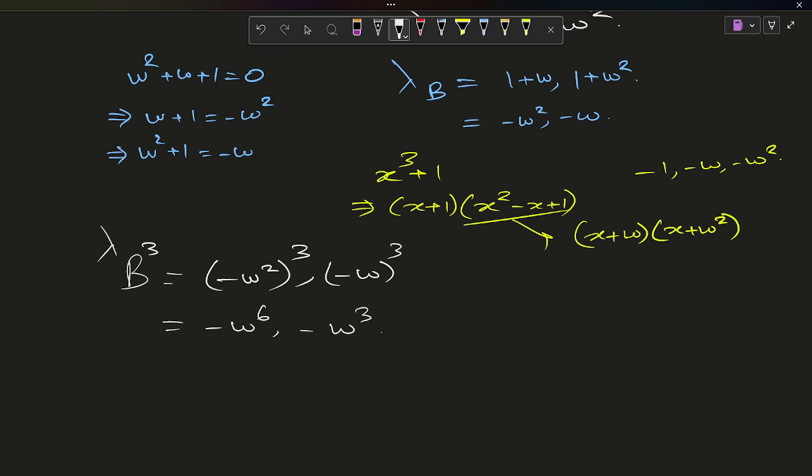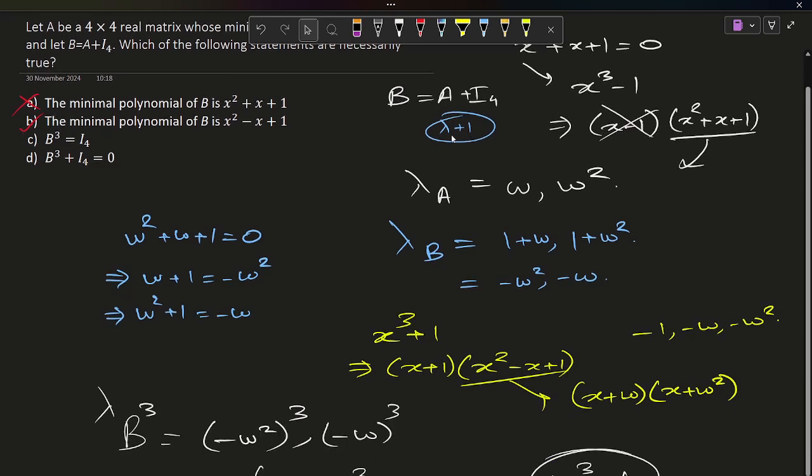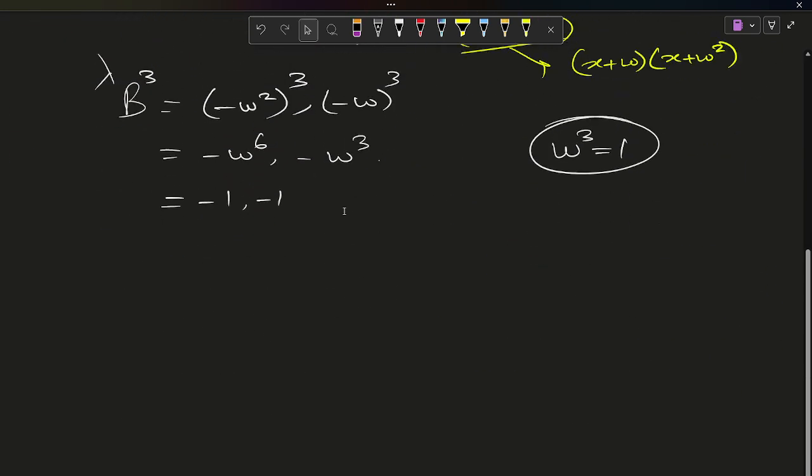As omega satisfies this equation, we can write that omega cube will be 1, because omega is a cube root of 1. So the eigenvalues of B cube will be minus 1 and minus 1. We are using the lambda plus 1 trick here.